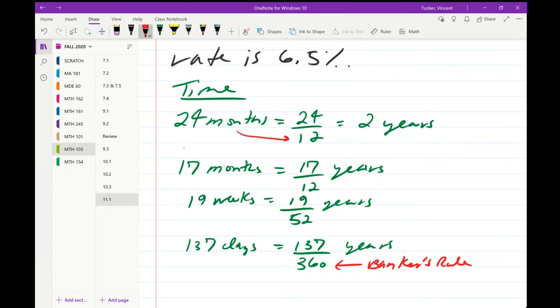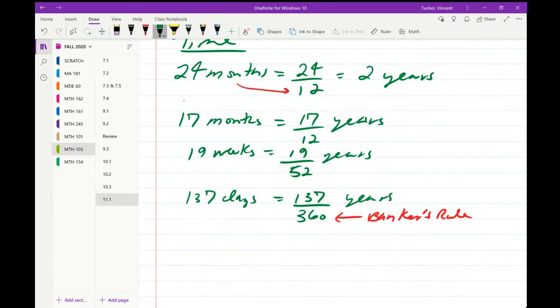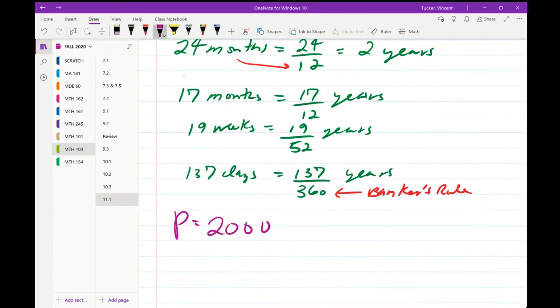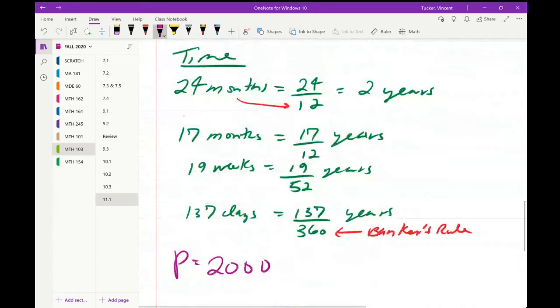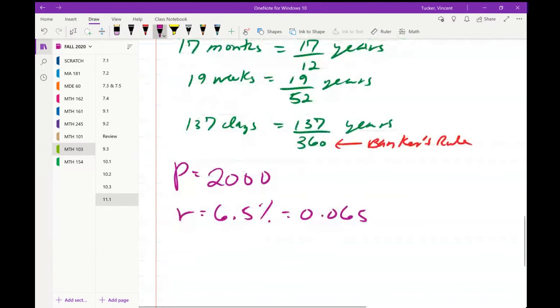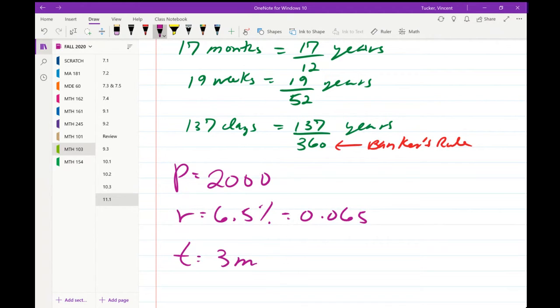All right, with that being said, let's go ahead and establish our variables. P is 2,000. R is 6.5%, 0.065. And then T is 3 months, which means that would be 3 over 12 years.